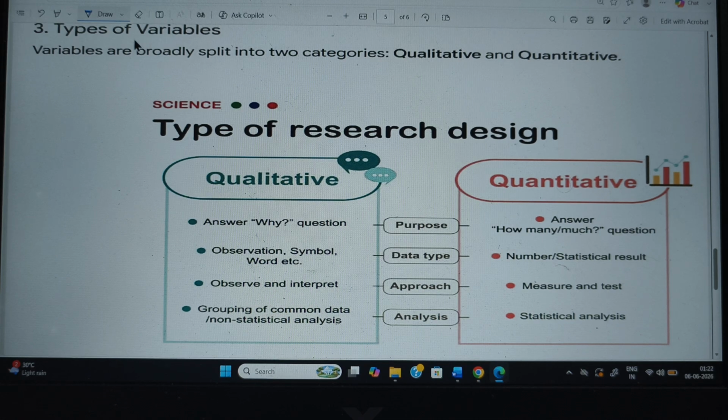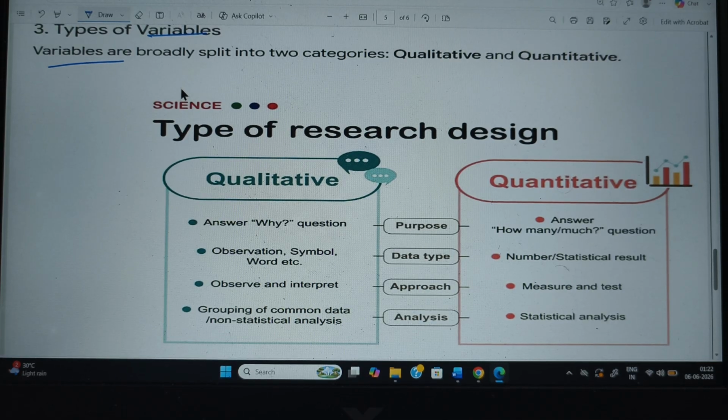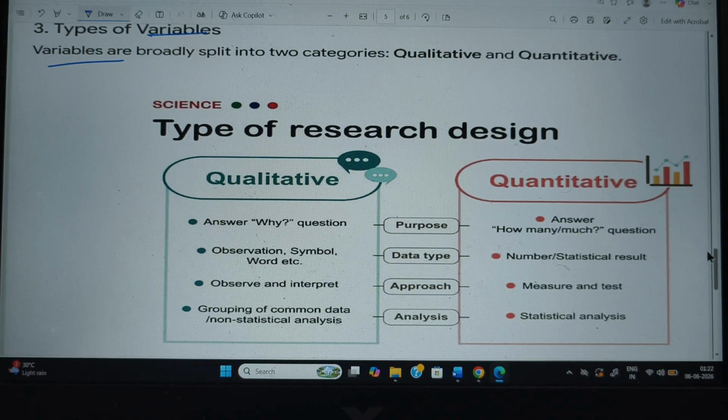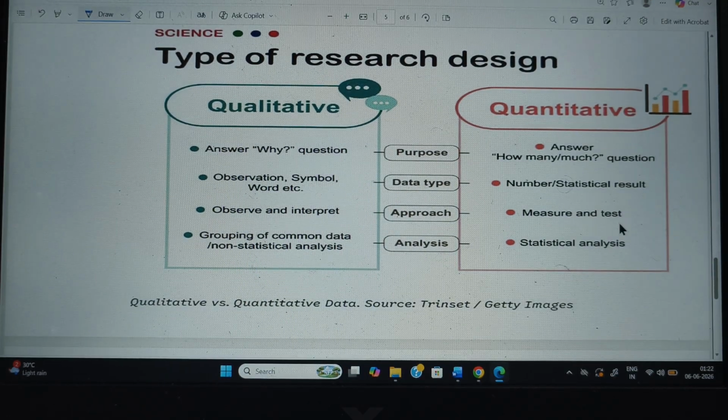Moving ahead to types of variables. Variables are broadly split into two categories: qualitative and quantitative. When we talk about variables, as we discussed in the previous section, these do change. They are further classified into qualitative and quantitative. What exactly is qualitative and what exactly is quantitative? Qualitative is something where we need answers to why. But when it comes to quantitative, the question that arises is how many, how much.